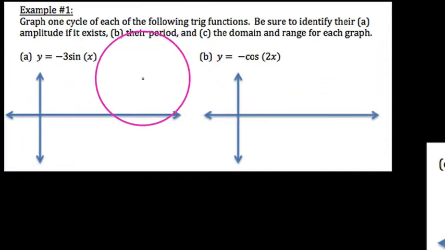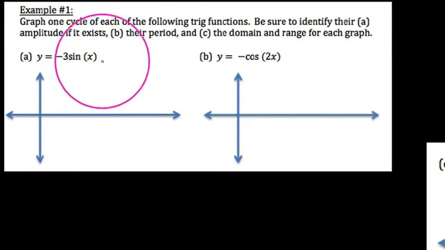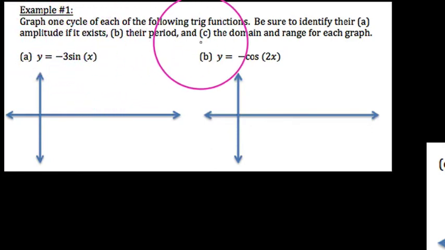I'm just going to run through some examples here in this video of graphs that are undergoing reflection transformations, okay? So what we intend to do here is graph one cycle of each of the following trig functions. We want to identify amplitude, if it exists, the period, as well as the domain and range for each graph. So let's go ahead and take a look at this first one here.